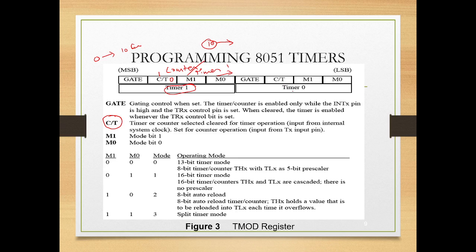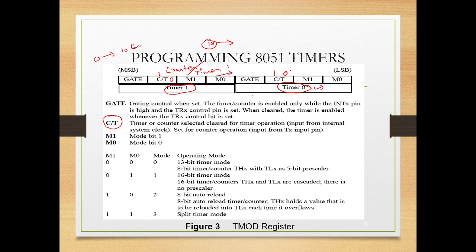Now the same thing happens here also. If we put 1 here, then timer 0 is used for counting purposes as a counter. If I put 0 here, then timer 0 is taken as a timer, and the entire 16 bits will be taken as timer in this case. That is, whenever C/T equals 0 here.